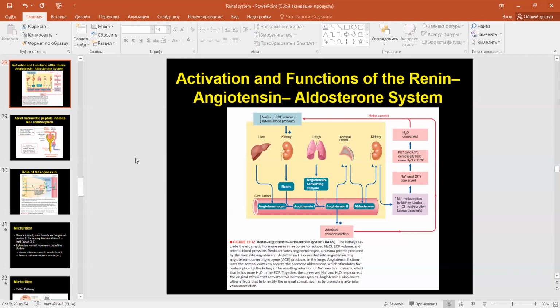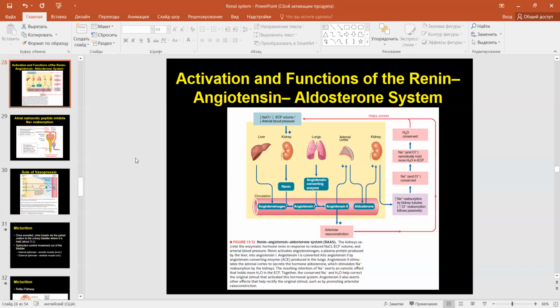Once secreted into the blood, renin acts as an enzyme to activate angiotensinogen into angiotensin 1. Angiotensinogen is a plasma protein synthesized by the liver and always present in the plasma in high concentration. On passing through the lungs via the pulmonary circulation, angiotensin 1 is converted into angiotensin 2 by angiotensin converting enzyme, ACE, which is abundant in the pulmonary capillaries.